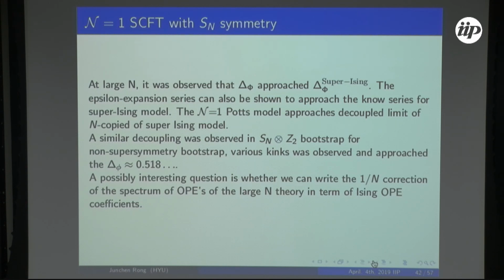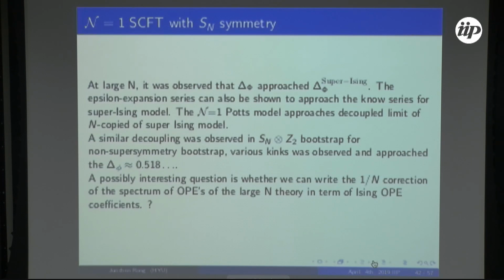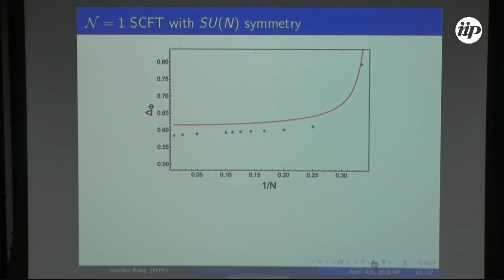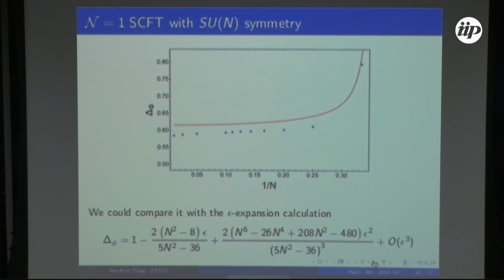Right. Yes. That's going to be one of the interesting things to look at, maybe. Yeah. This is a question mark because I don't know whether this is possible or not. This is SUN. Similarly, you can do SUN. This is allowed regions, and this is similarly the epsilon expansion result, and you can compare them.